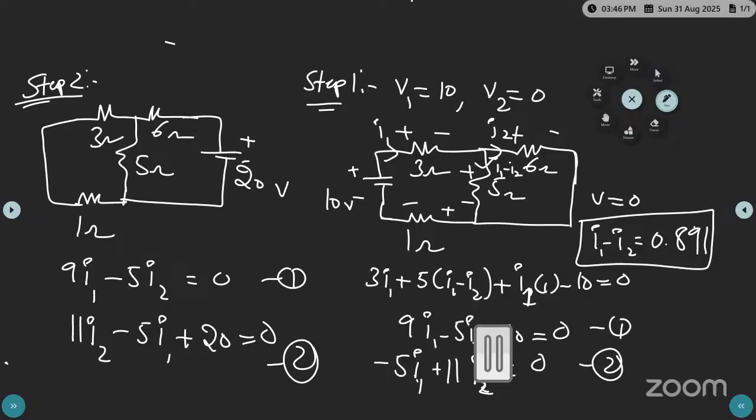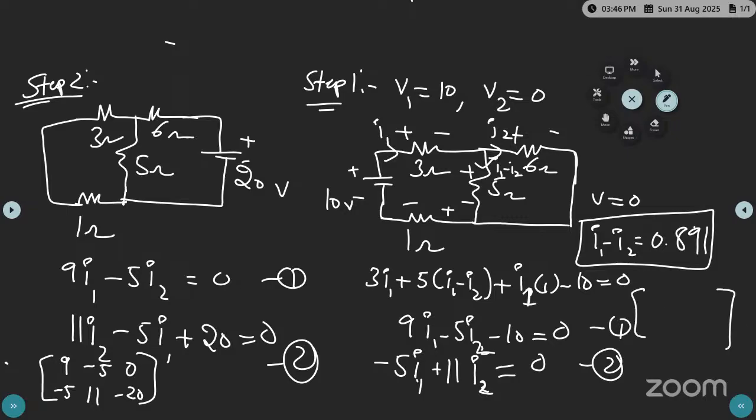For this circuit, 11I2 minus 5I1 is equal to 0. Here, 9I1 minus 5I2 is equal to 0. 11I2 minus I1 plus 20 is equal to 0. Okay. Here what is the equation now? 9, minus 5, 0. Minus 5, 11, minus 20. Here, 9, minus 5, 10. Minus 5, 11, 0. In the calculator you have to enter.